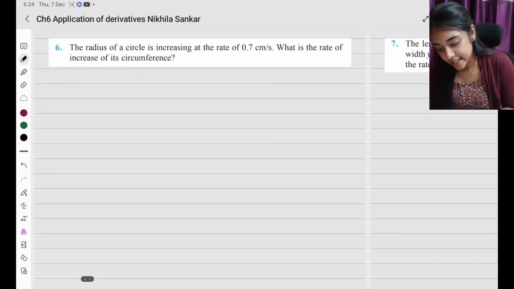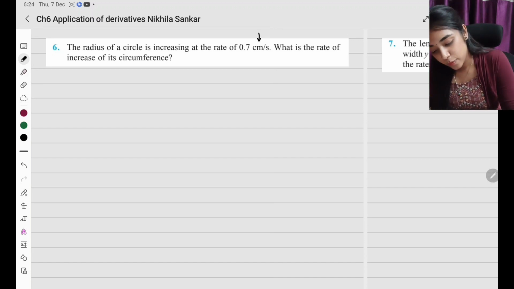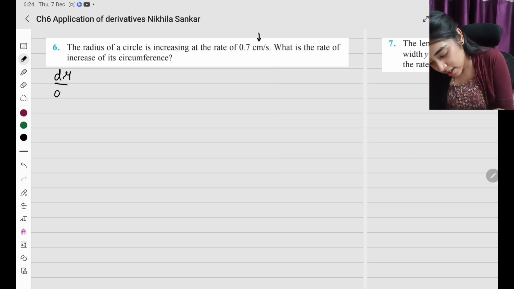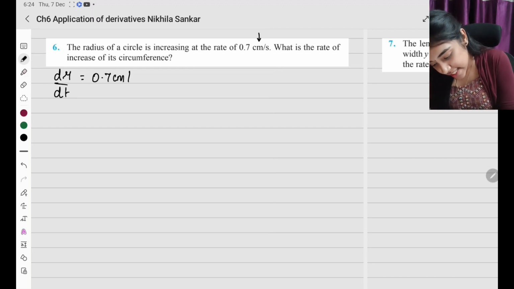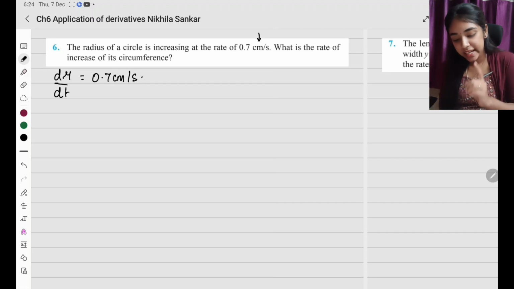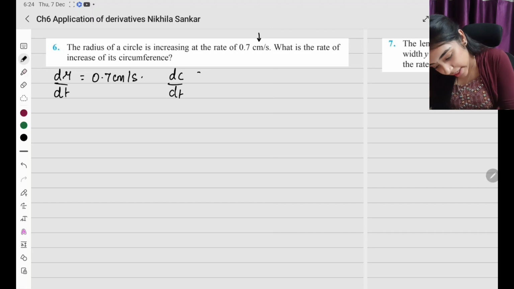Question number 6. The radius of a circle is increasing at a rate of 0.7 centimeter per second. So dr by dt is 0.7 centimeter per second. What is the rate of increase of circumference? So they're asking for dc by dt.